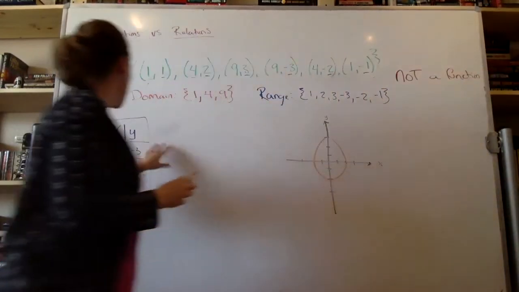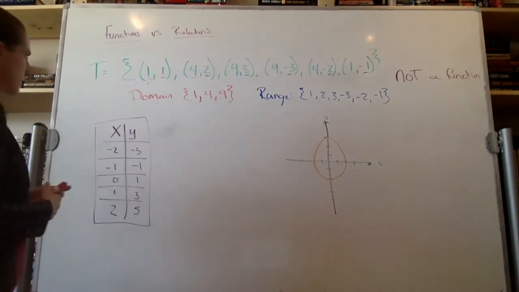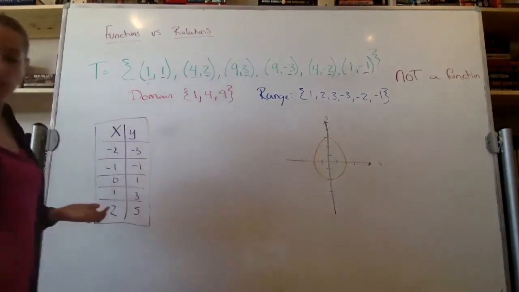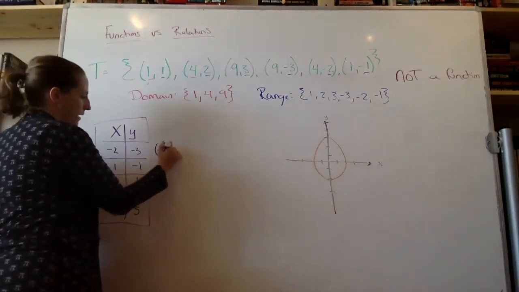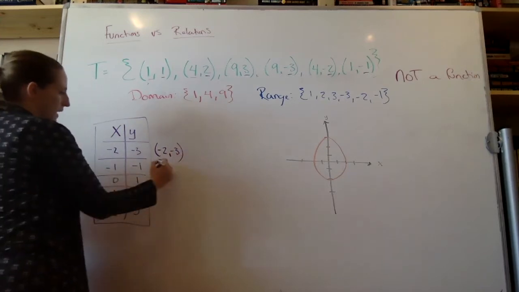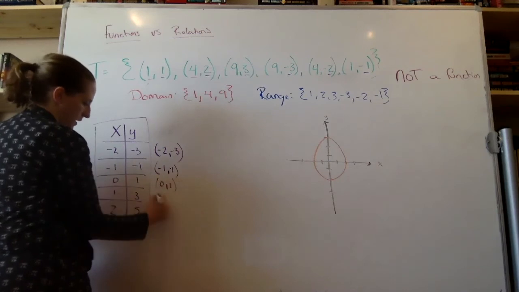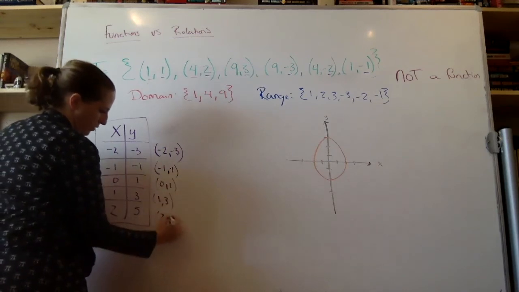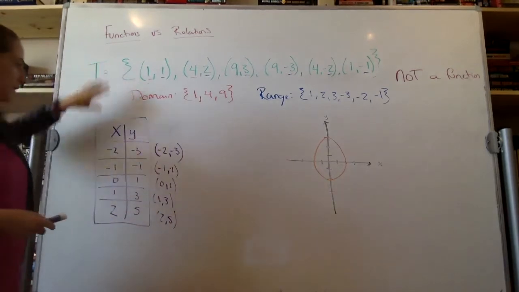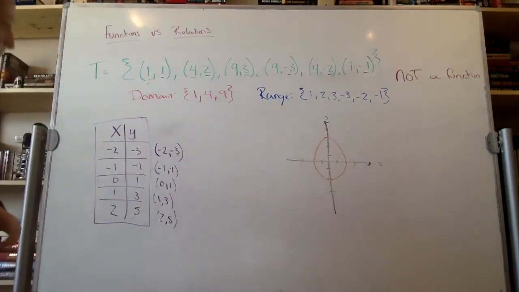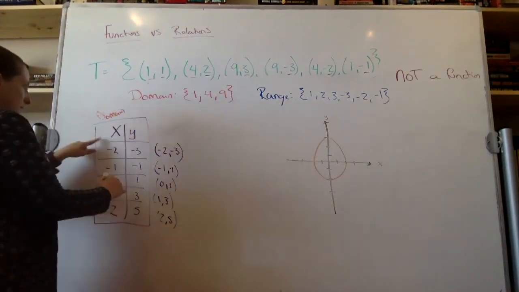Okay, so let's look at our next one. Here we have a table of x and y values. Okay? We could think of these, if you prefer, as ordered pairs, right? -2, -3 is the ordered pair, -1, -1, 0, 1, 1, 3, 2, 5. Okay, so this is very similar to our list of ordered pairs here, just a slightly different way of thinking about it.